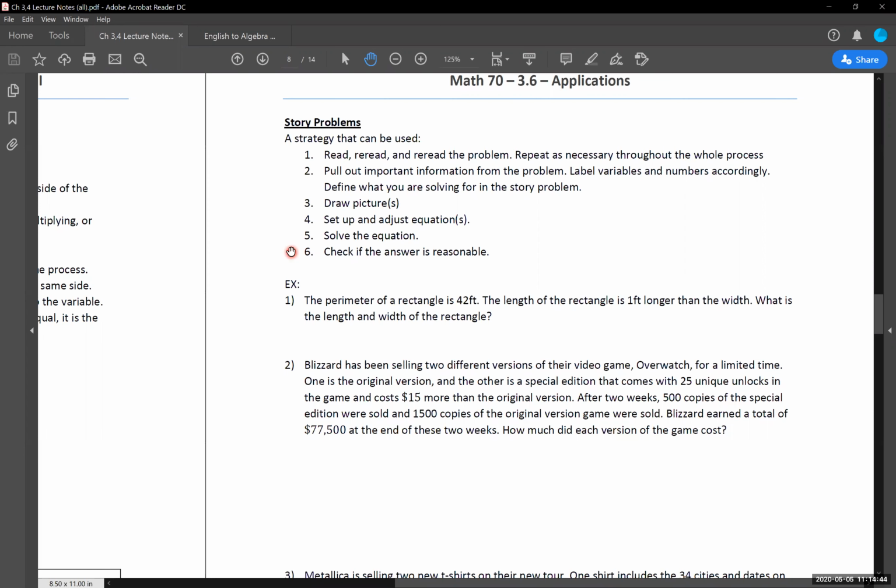Again, if we're asking for the length of something and our final answer is a negative value, is that reasonable in the context of the problem? Is it reasonable for me to have a negative length if I'm measuring something? No, it isn't. So something may have gone wrong there if we're checking our answer on that front.